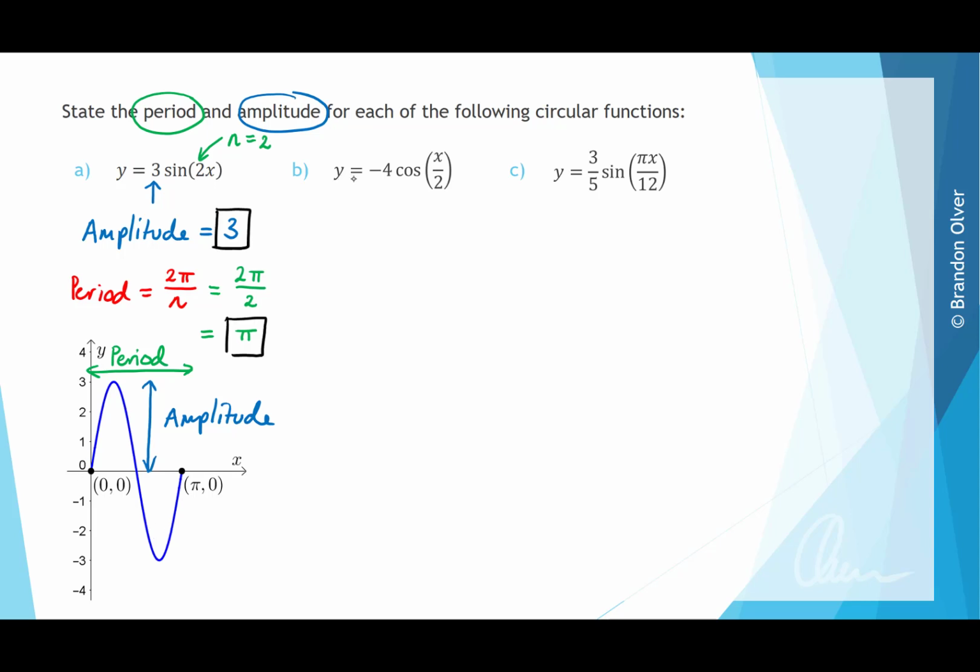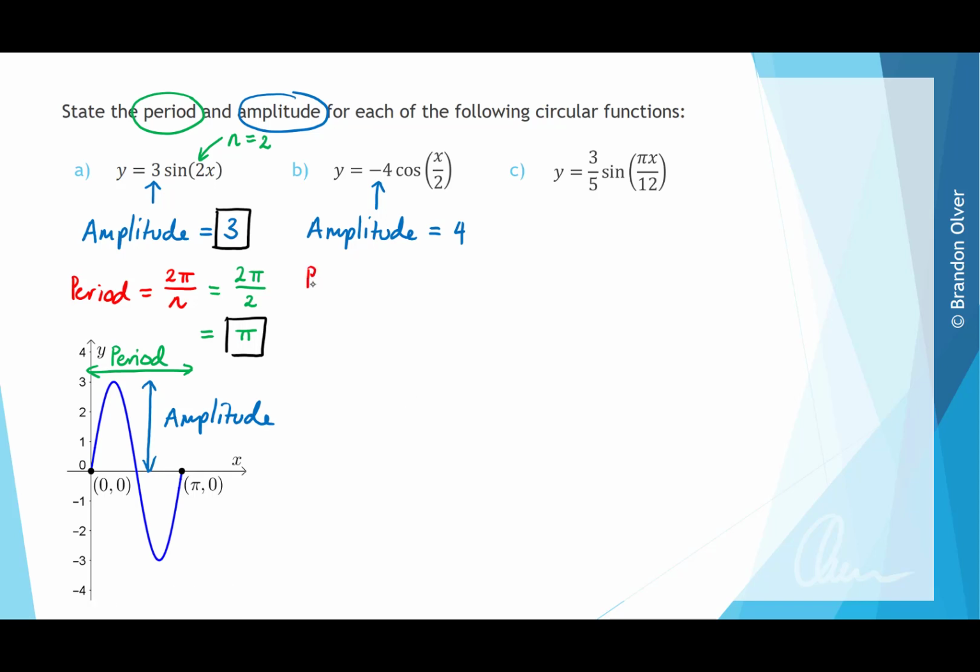For part B, we have the circular function y equals negative 4 times cos of x divided by 2. And the same thing, when we're looking for the amplitude, we look at the value that is multiplied by the circular function. So in this case, the amplitude is going to equal 4. And it's really important to remember that we ignore the negative sign. It's just the 4 that gives the amplitude.